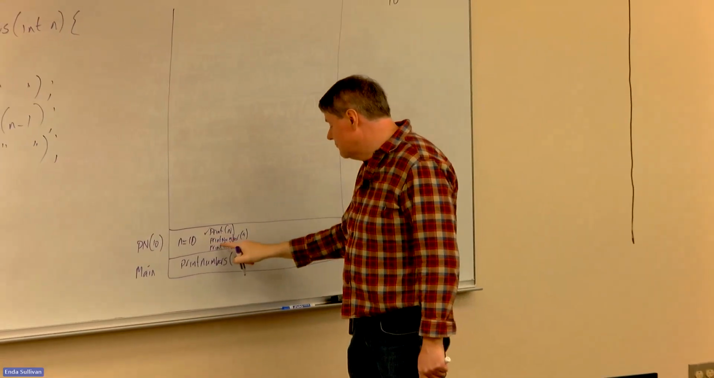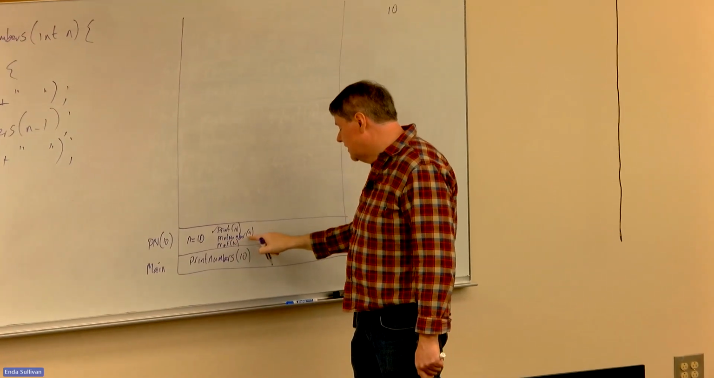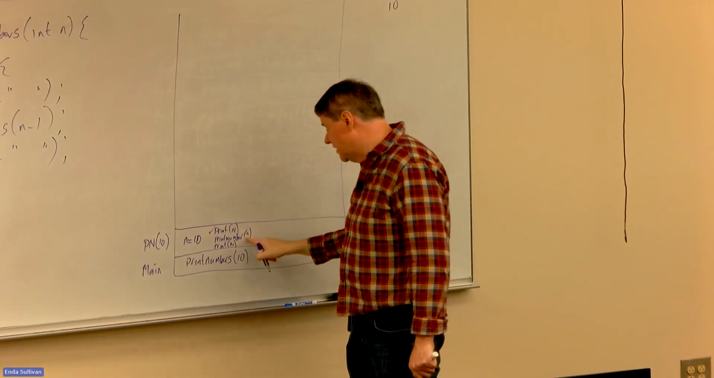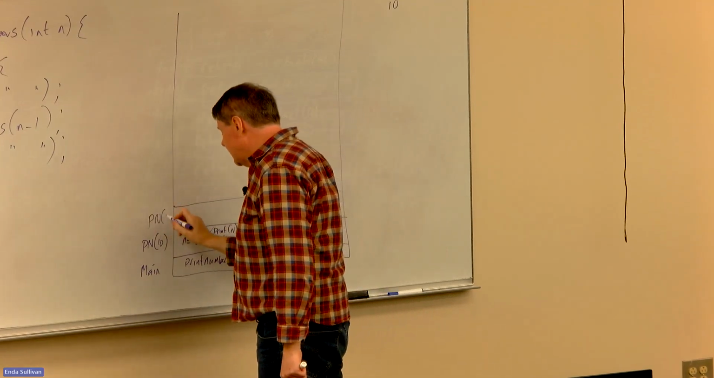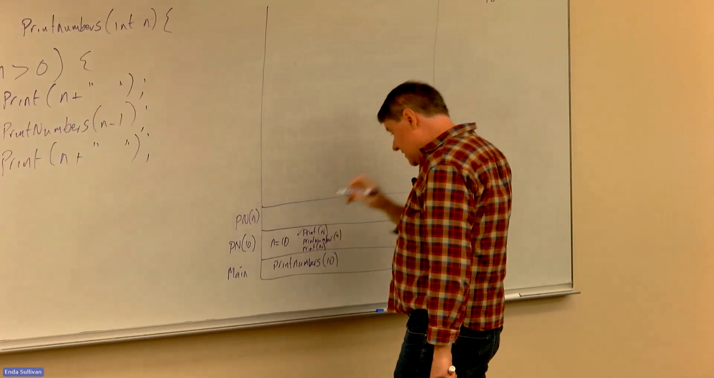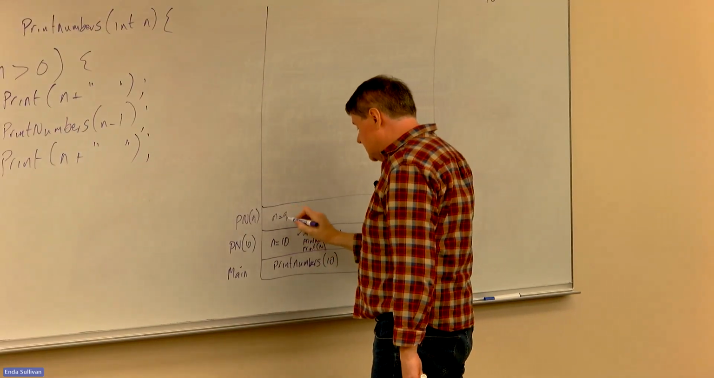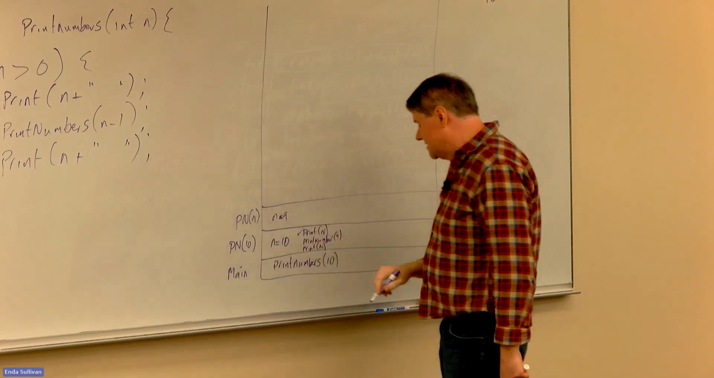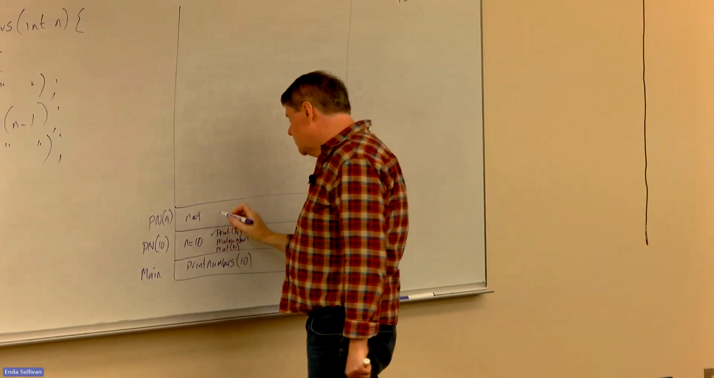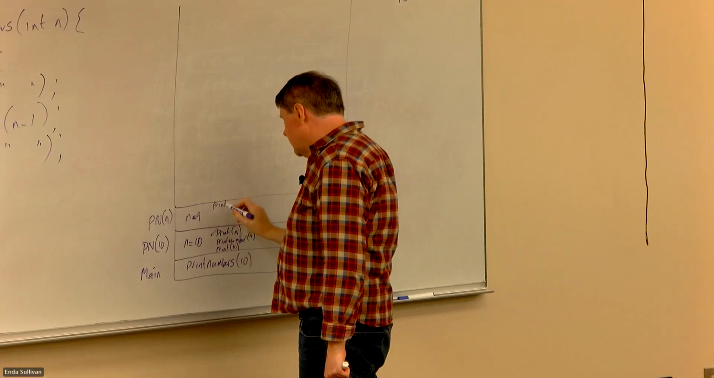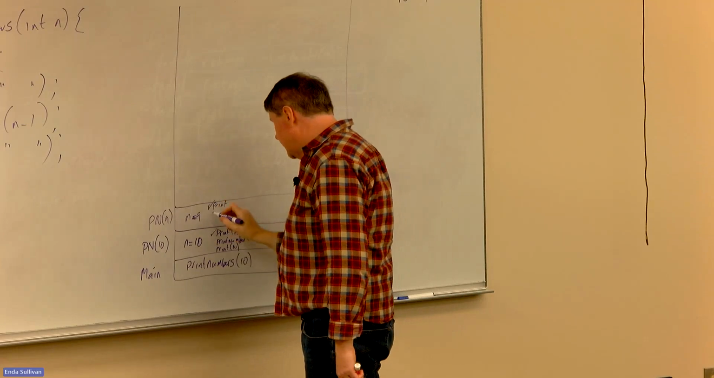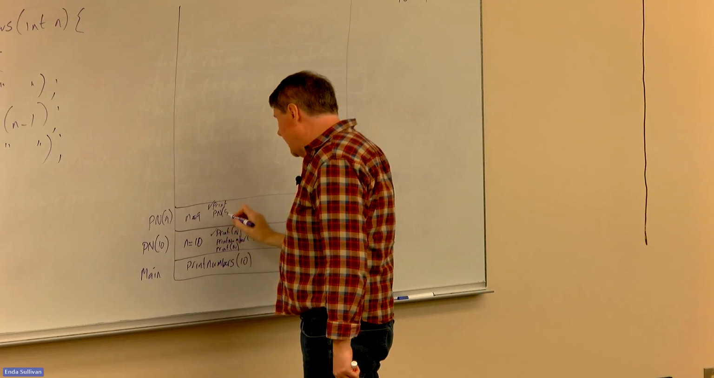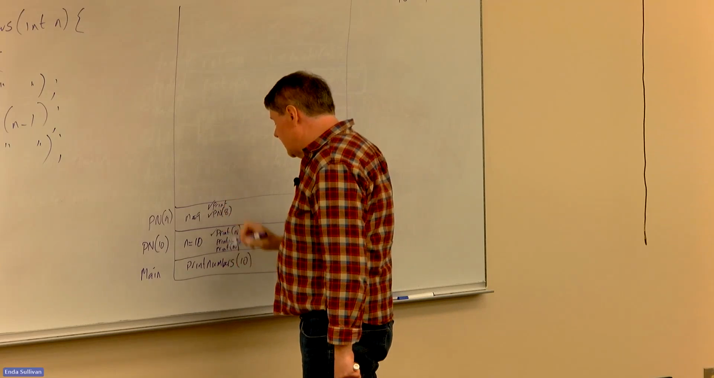Now I'm going to make a recursive call to print numbers, but this time I'm going to pass it the number 9. Okay, so that's going to pop a new thing on the stack, PN of 9, and this time n is equal to 9, because that's what we passed to the parameter. All right, so that does a print, which is going to print out a 9, and that's done. Then it's going to call print numbers with 8. So let's go ahead and do that.